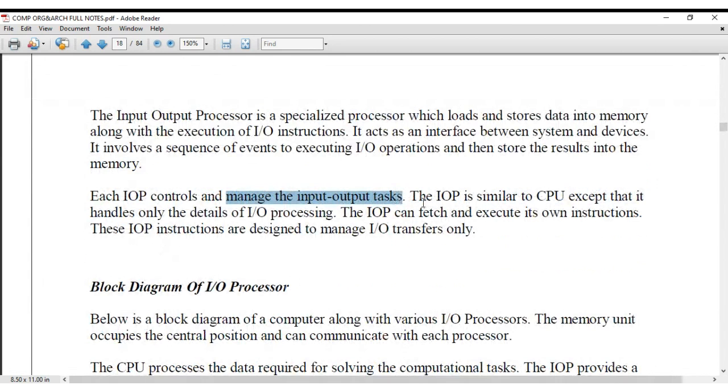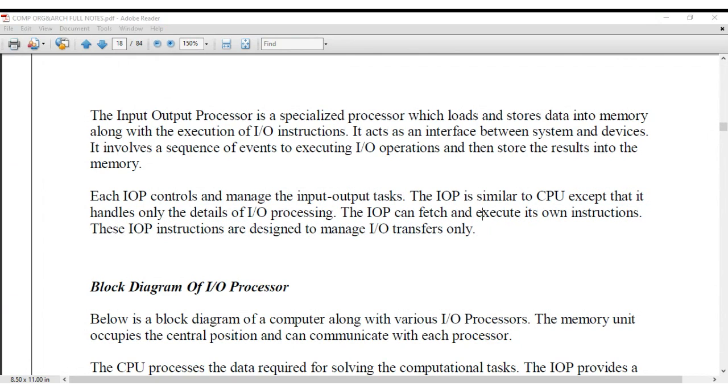The IOP is similar to the main CPU, all right? Similar to the main CPU, except that it handles only the details of what? IO processing. The IOP can fetch and execute its own instructions, and these IOP instructions are designed to manage IO transfers only. Well, let me summarize what those statements mean.